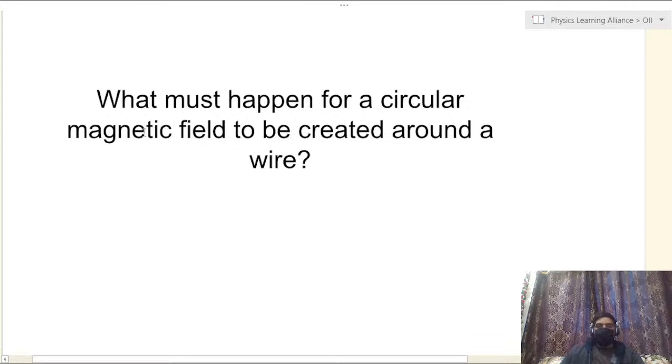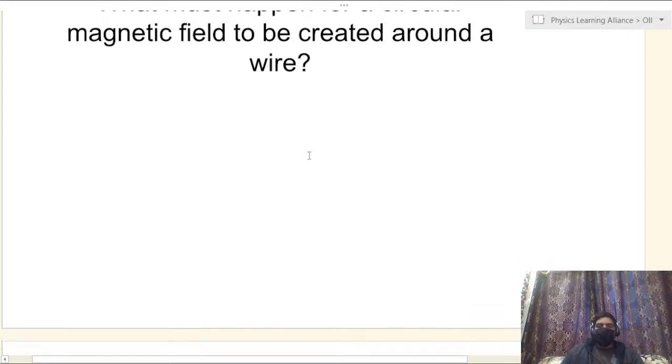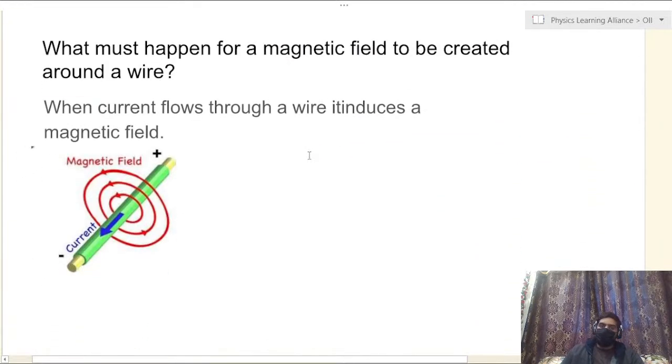What must happen for a circular magnetic field to be created around a wire? The current has to flow through it. Basically, this is the thing where the rules start from. So you could call them hand rules. This is where the rules start from.